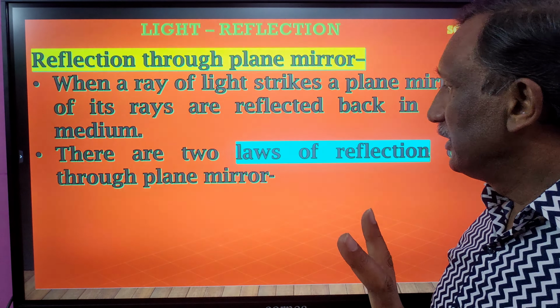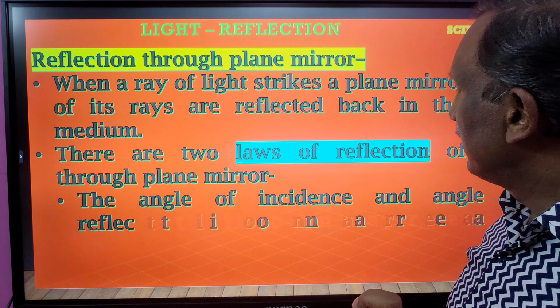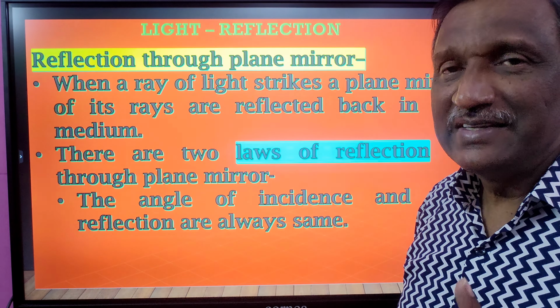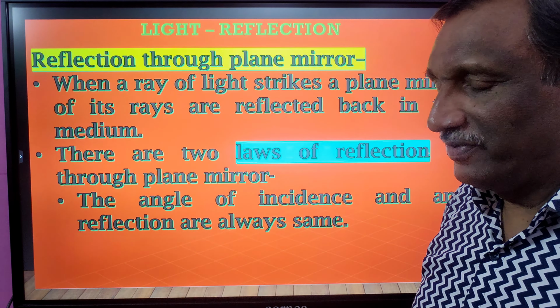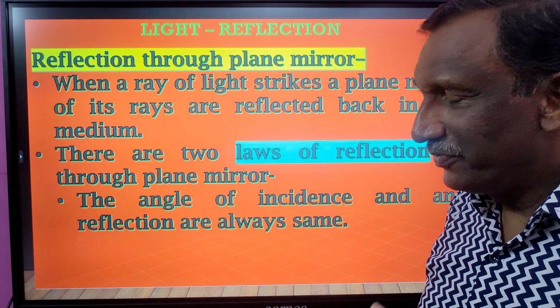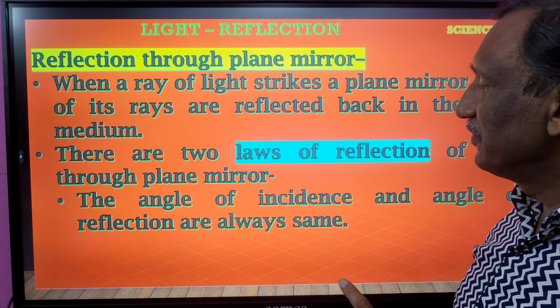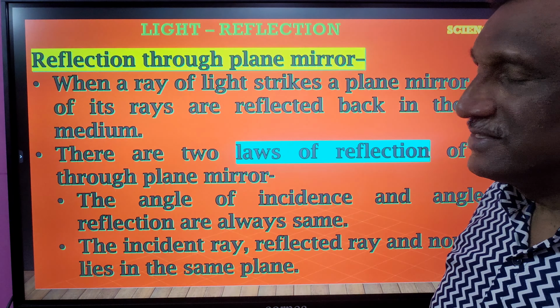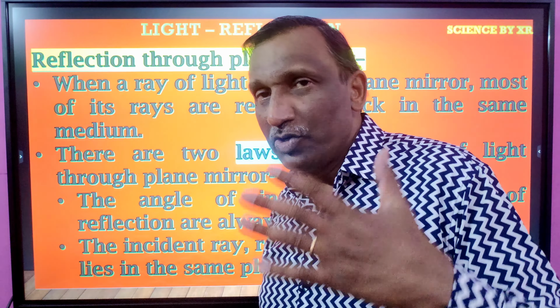And there are two laws of reflection. There are two points: the angle of incidence and the angle of reflection will be exactly the same. Angle of incidence and angle of reflection will always be the same, and these two are always lying in the same plane, rather three, that is the normal also.